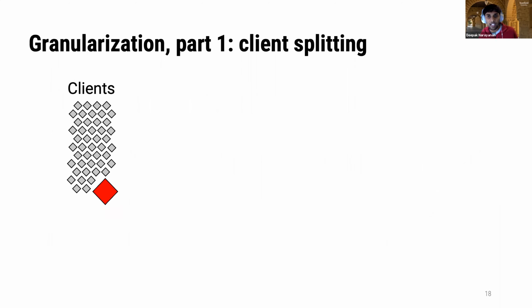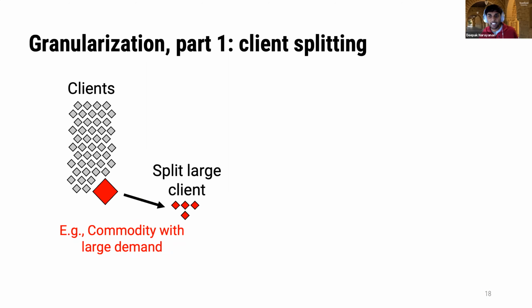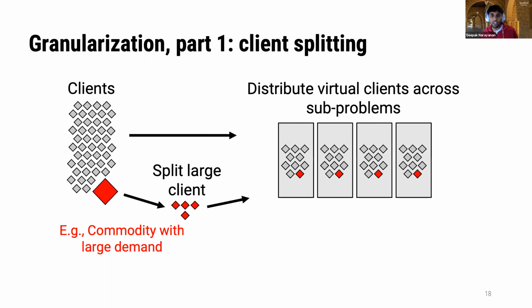To deal with clients with large resource demands, we use a procedure that we call client splitting. At a high level, with client splitting, we take large clients, for example, commodities with large demands, and split them into many virtual clients. These virtual clients are then distributed across subproblems. Allocations for all virtual clients corresponding to the same real client then need to be aggregated across subproblems. In this work, we show that greedily splitting the largest clients works well in practice. A client splitting algorithm is problem agnostic, and for more details, see our paper.